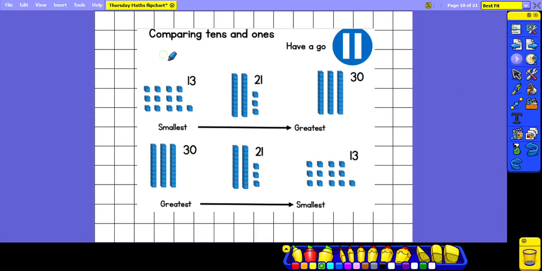Okay, so for the first question, starting with the smallest, you should have started with 13, then 21, and the greatest is 30. And if we were starting the other way around, the greatest is 30, then 21, and the smallest is 13.